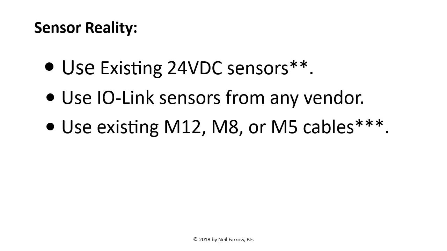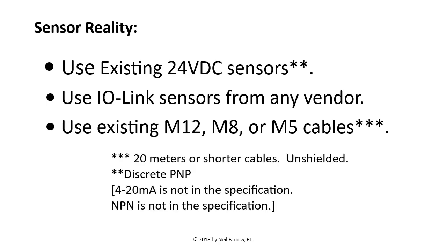The asterisks are your cables limited to 20 meters from the master to the sensor, but it can be unshielded, and discrete PNP is called out for. If you need NPN sensors, I did not see that in the standard, although you can get IO-Link masters that do have NPN. And 4 to 20 milliamp, 1 to 10 volts is not in the specification. Hopefully by the end of this talk, you won't want to use 4 to 20 milliamp anyway.